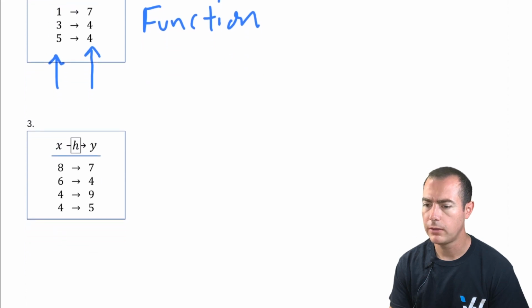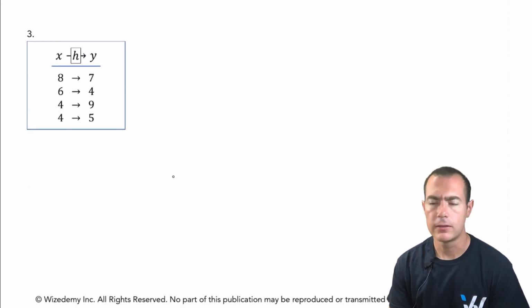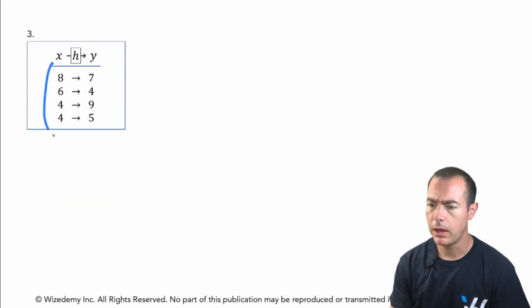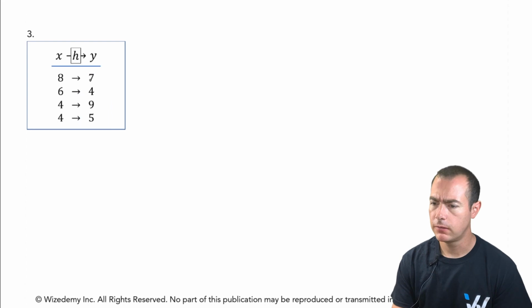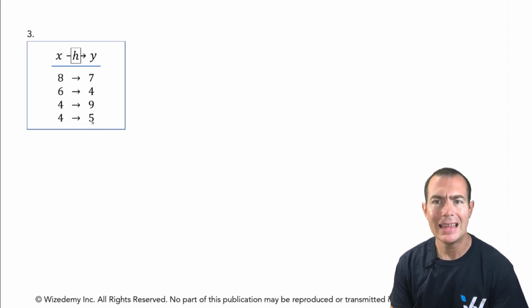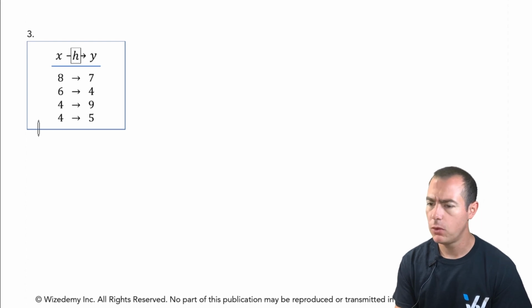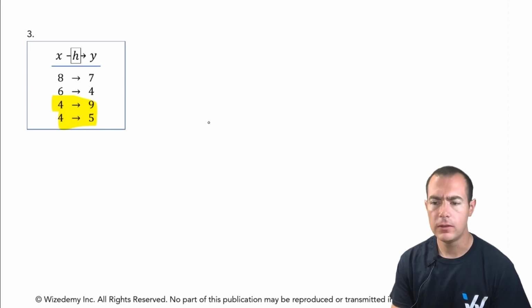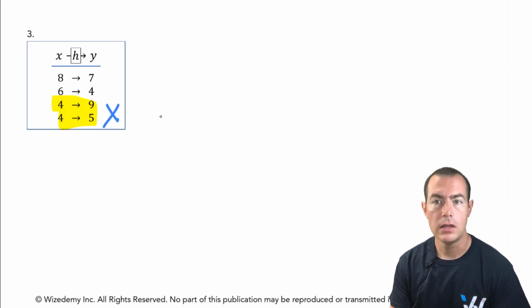All right, one last one. Let's look at this guy. So here are all of our x values, and we're seeing how they're connected to the y values. So 8 is connected to 7, 6 is connected to 4, 4 is connected to 9, and 4 is connected to 5. That last couple of rows, those are definitely a problem when it comes to a function. And the reason why it's a problem is because this is the first instance we've seen where 4 is connected to two different values. And that really is an issue, so this is not a function.